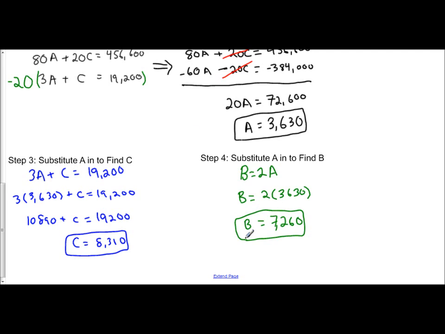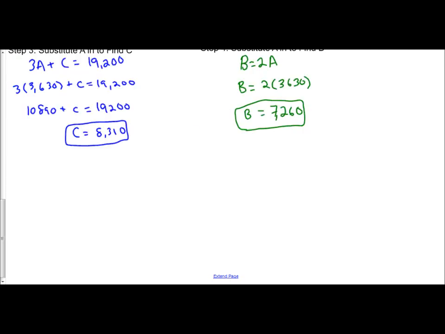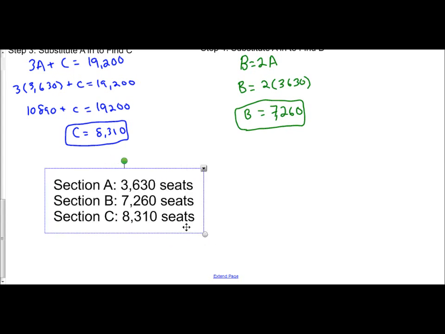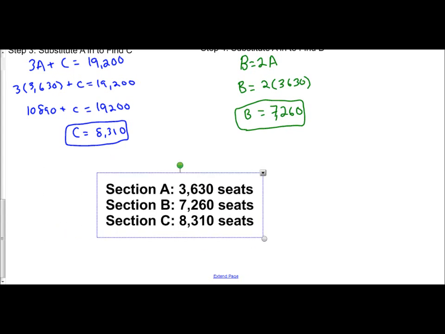And again, since it's a story problem, just like we did when we were learning linear programming, we want to make sure we write our answers in context of the problem. So section A, we said is 3,630 seats. Section B is 7,260 seats. And section C is 8,310 seats. So always when you're dealing with story problems, write your answers in the context of the problem, what each variable represents. And so here is the solution.